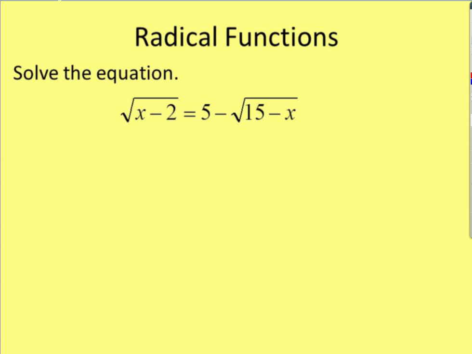Let's look at one last example. On this one, there is a radical on both sides of the equation, so you can't get everything with a radical on one side and everything that doesn't have a radical on the other. We're just going to have to solve it the way it is.